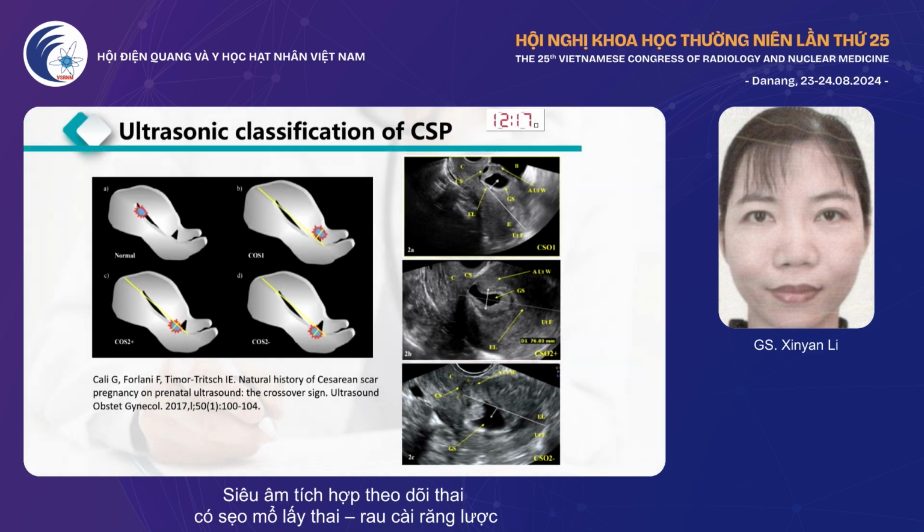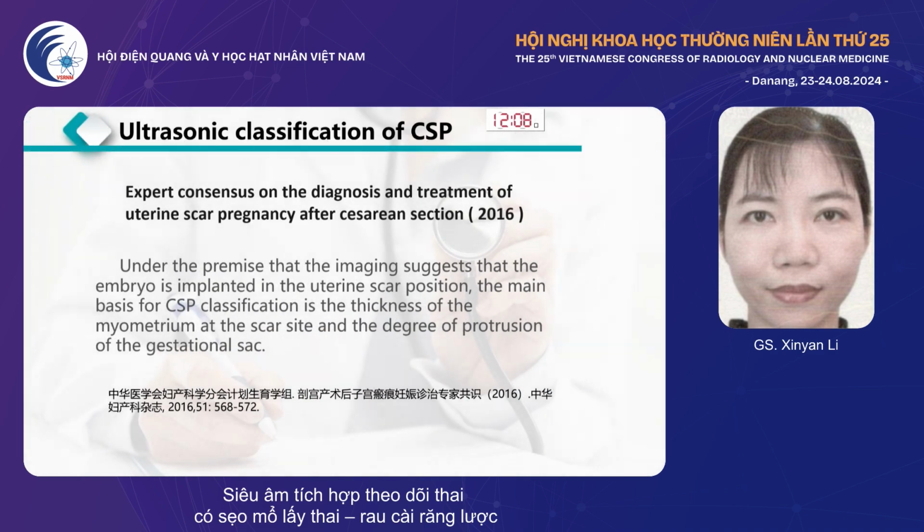The author, Gary G., used the ultrasound crossover site to classify the CSP. In China, the expert consensus on the diagnosis and treatment of uterine scar pregnancy after cesarean section in 2016 set the main basis for CSP classification as the thickness of the myometrium at the scar and the degree of protrusion of the GS.